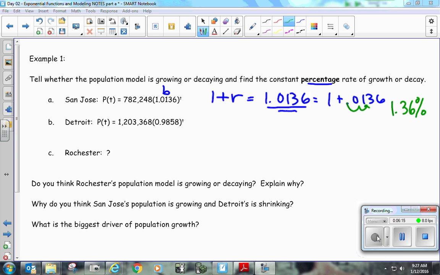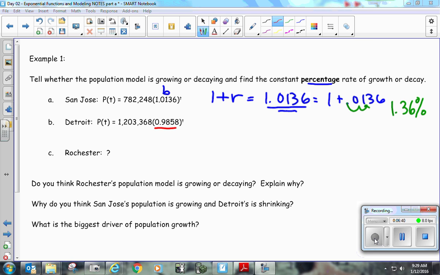I'll give you guys a minute. Let me see if you can figure out whether Detroit is growing or decaying and what that rate is. All right, Detroit. First of all, growth, decay? Decay. Why do you think it's decay? It's less than 1. I had to subtract a value from 1 to get this right here.